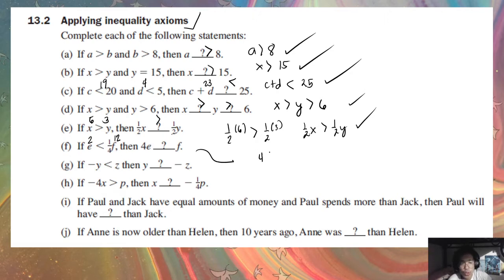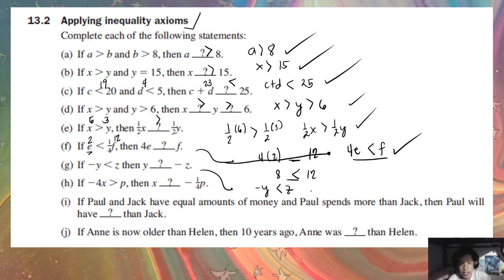Now if we have the value of E equal to 2, and the value of F equal to 12, what will be their relationship? We can say that 12 is greater than 8. Therefore, we can logically state that 4E is less than F, or F is greater than 4E. For letter G, we have if negative Y is greater than Z, then Y blank negative Z.